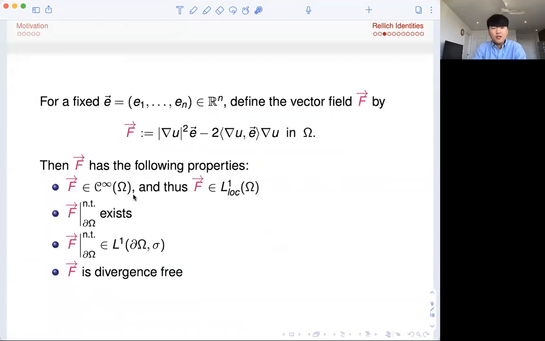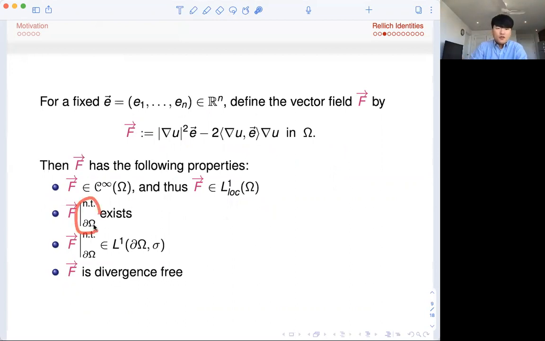Then F has some properties. First of all, F is a smooth vector field in the domain. This is because u is harmonic, which implies that u is an analytic function in the domain omega. That's why the vector field F is going to be smooth. And thus F is L1 locally in the domain omega, so we can take the divergence in the sense of distribution.